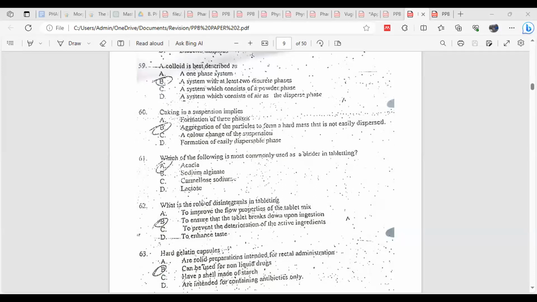Let's go on. What is the role of disintegrants in tableting? To improve the flow properties of the tablet mix, to ensure that the tablet breaks down upon ingestion, to prevent the deterioration of active ingredients, to enhance taste. I think to ensure that it breaks down. Okay. Then the most commonly used binder, is it not lactose? Lactose is actually a common binder. Please confirm.